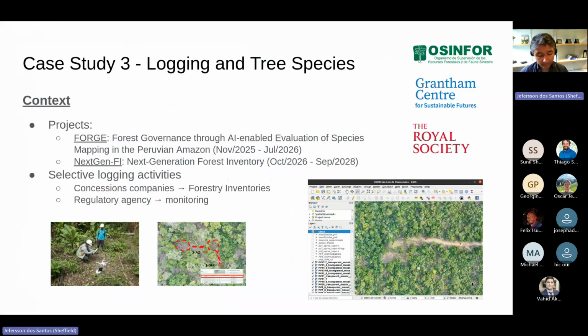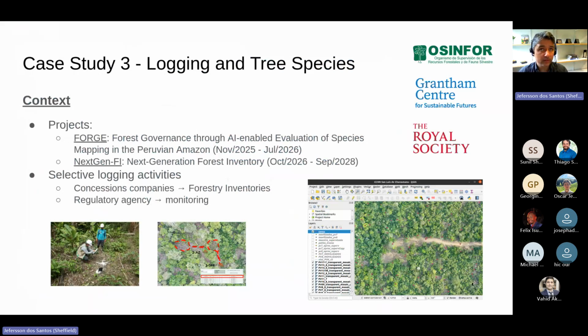But to do that, they cannot simply devastate the whole concession area, removing all the trees. They need to perform what we call selective logging. So they need to select specific plants, trees, and avoid, to mitigate, the environmental impact of this activity in the concession area.